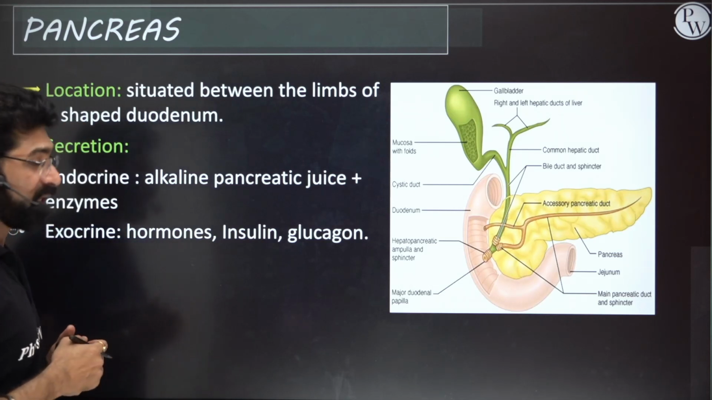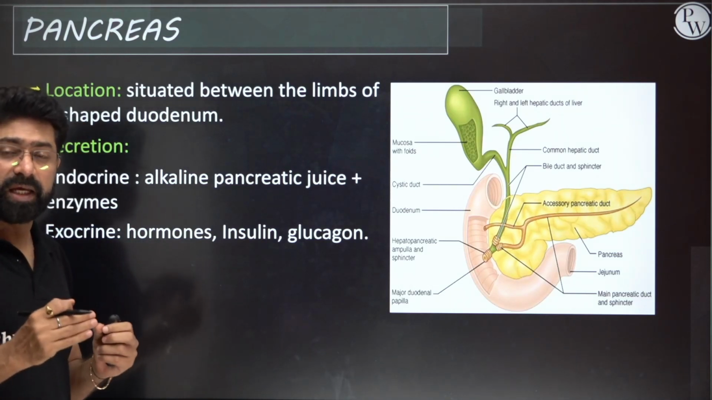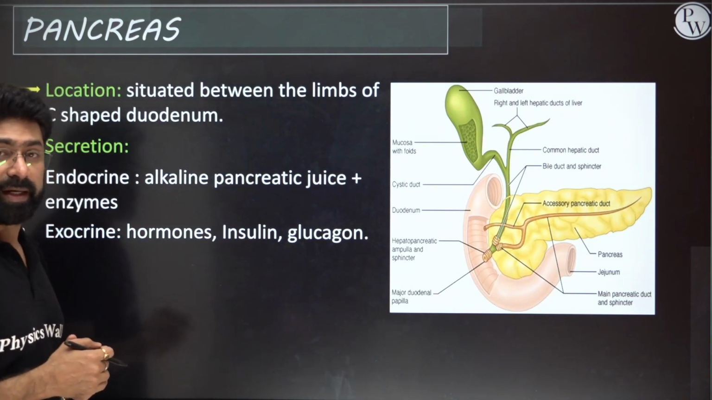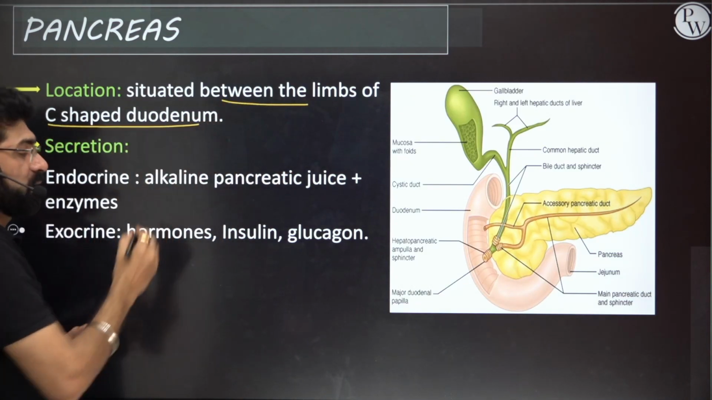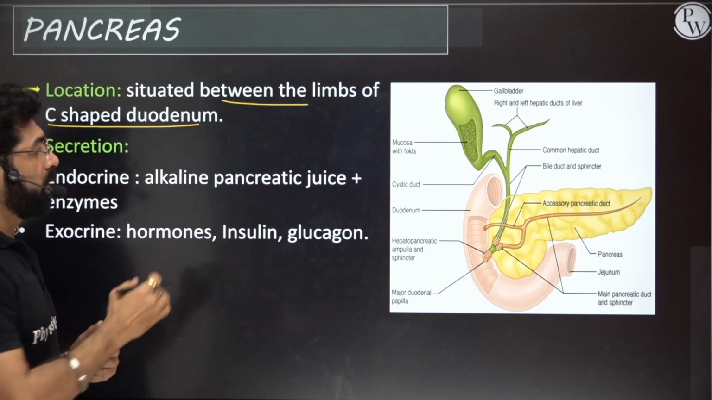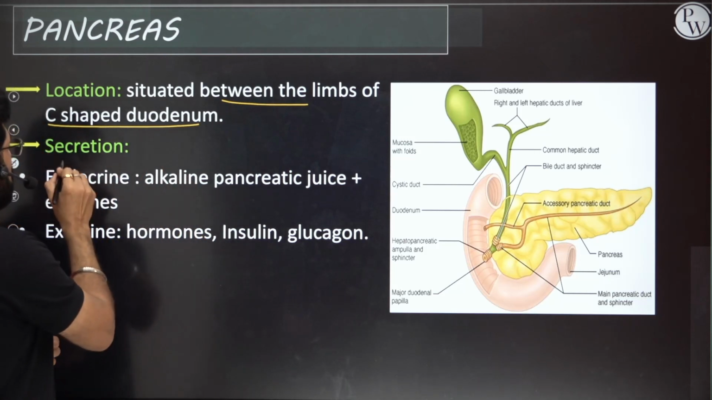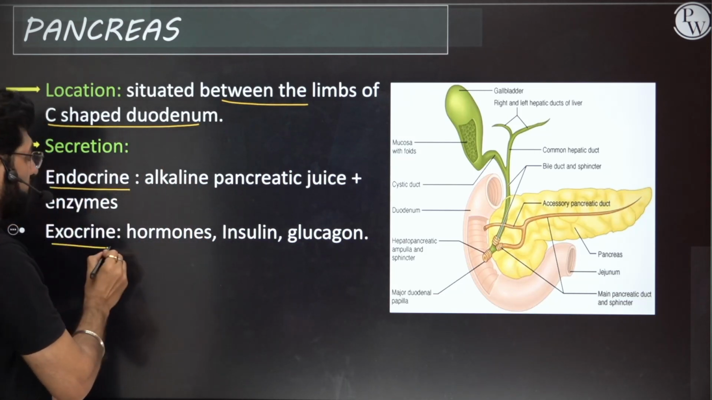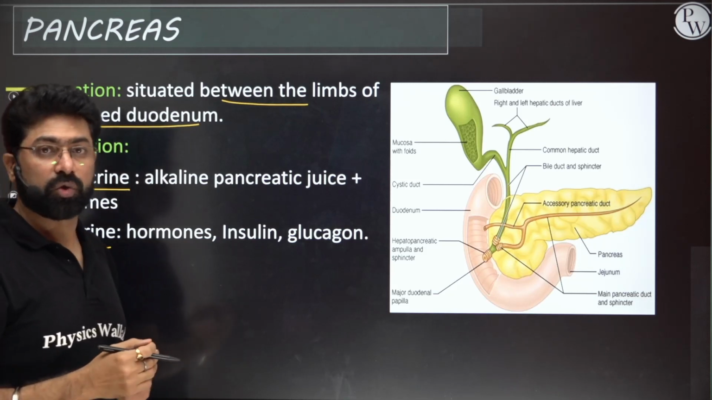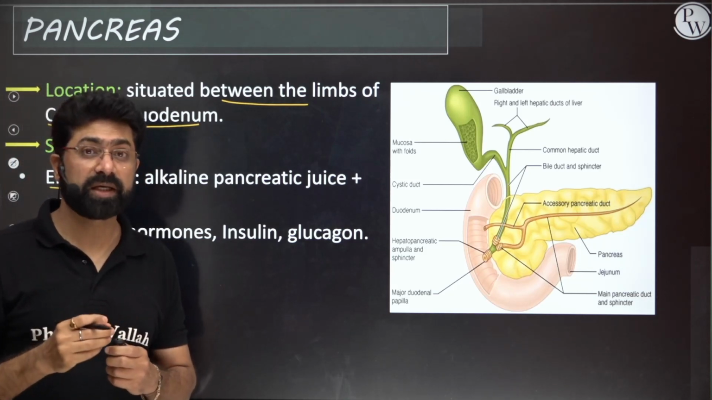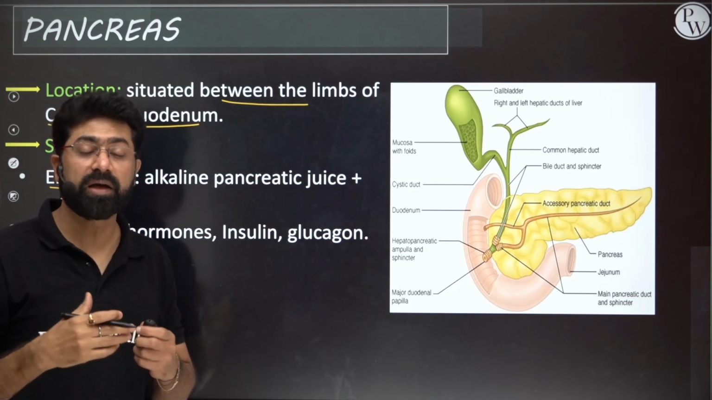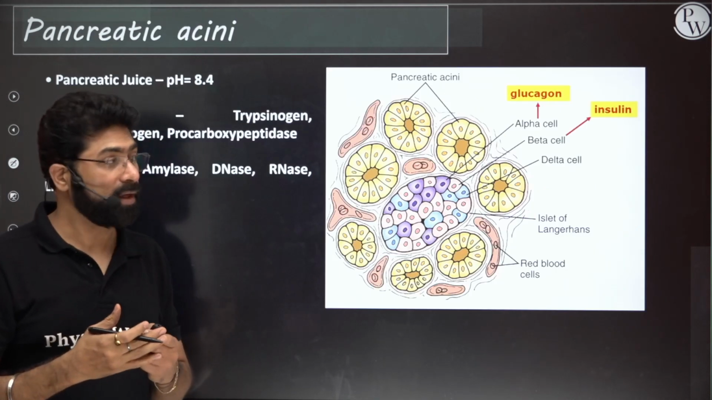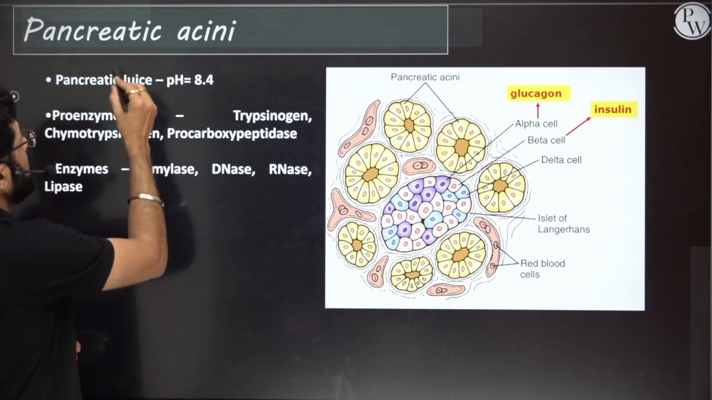So we were talking about the pancreas now. Pancreas is a heterocrine gland. It is found between the limbs of the C-shaped duodenum. Here you see the two components are the endocrine part and the exocrine part. The endocrine part is going to secrete the hormones and the exocrine part is going to secrete the enzymes.